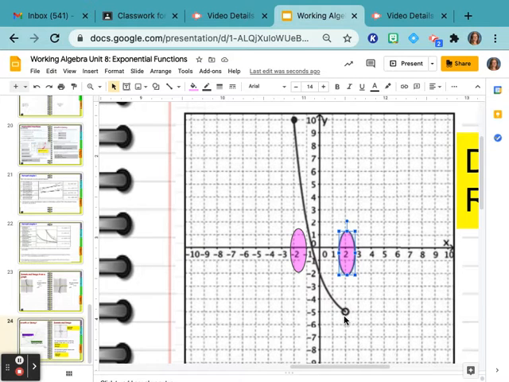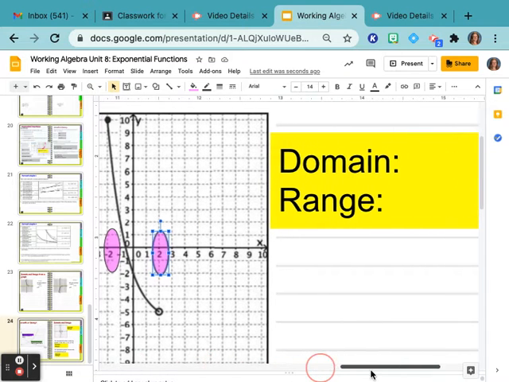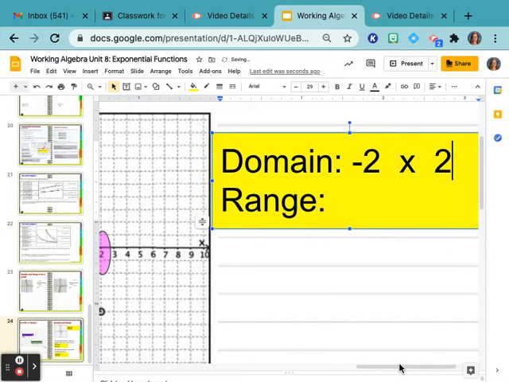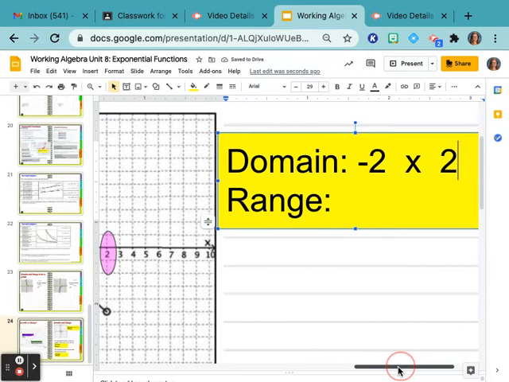But the thing that's different here is our open and closed circle. When we do open circle, it's not actually included. Closed circle, it is actually included. So whenever we do our domain, x is going to be between, so I'm going to put -2, put a couple spaces, x, +2. Then I need to go in and fill in my inequality symbols.